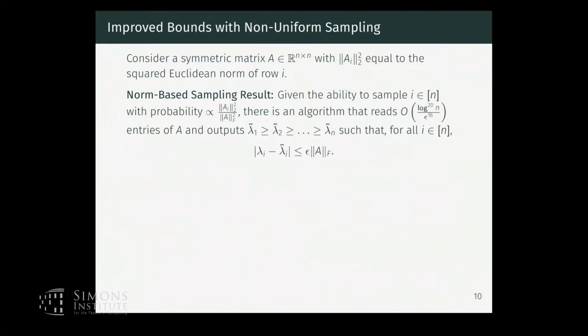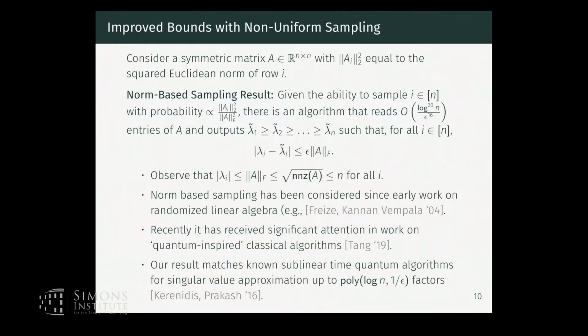You can also assume an even stronger sampling oracle where I can sample rows and columns proportional to their squared Euclidean norm. If I can do this, I get a similar result, but my error gets even better. Now it scales with the Frobenius norm of the matrix. So again, just as a comparison, the eigenvalues are always less than the Frobenius norm, which is less than square root of nnz(A), which is less than n. So this is the stronger form of sampling, and I get epsilon times the Frobenius norm.